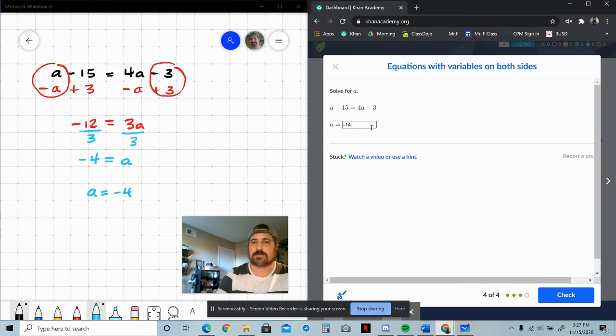Remember, for all those problems, if you want to check it, just plug it back in. What is negative 4 minus 15? That's going to be negative 19. What is 4 times negative 4? Negative 16. What's negative 16 minus 3? That's the same as negative 16 plus negative 3, so that's also negative 19. If you plug in the negative 4 for a into the original equation, you get a true statement. Negative 19 equals negative 19. So we know we got the right answer.